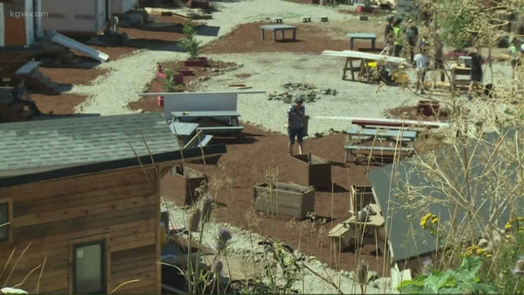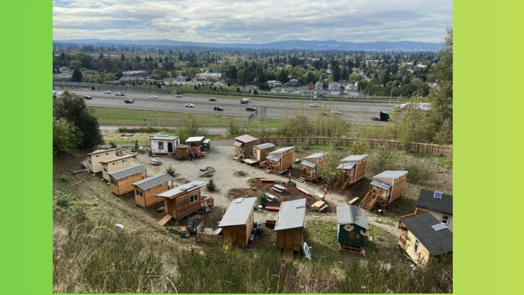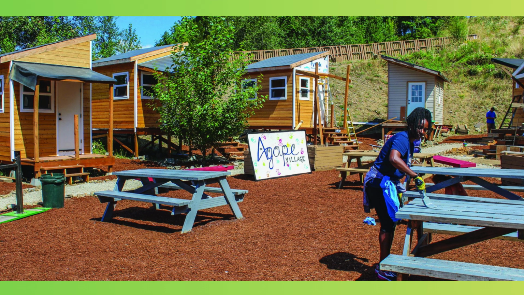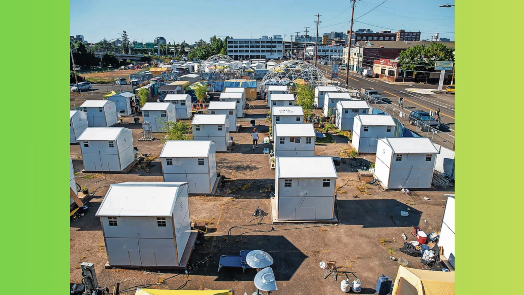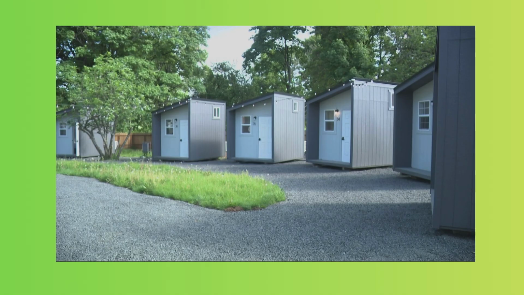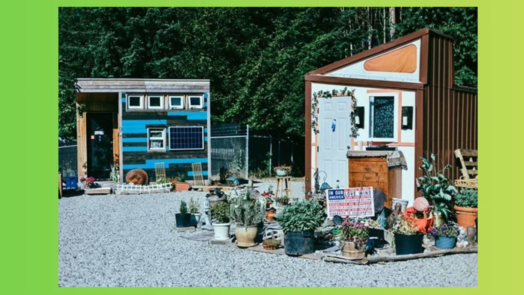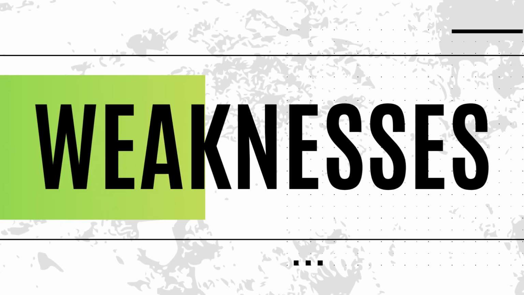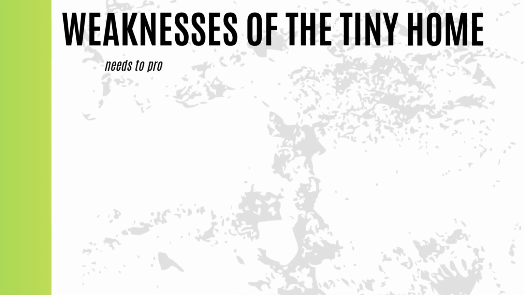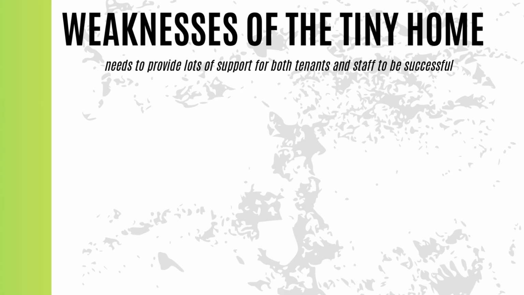To become part of a tiny home community, some sites, for example, the Agape Village, require the unhoused individual to fill out an application, have an interview, and conduct a background check. Other communities, like the Safe Rest Villages program, may only take in new residents by referral of social services. Most programs also require the residents to be sober and have goals to improve their lives towards permanent housing. The weakness of the tiny home idea is that they need to provide lots of support for both the tenants and staff to be successful.